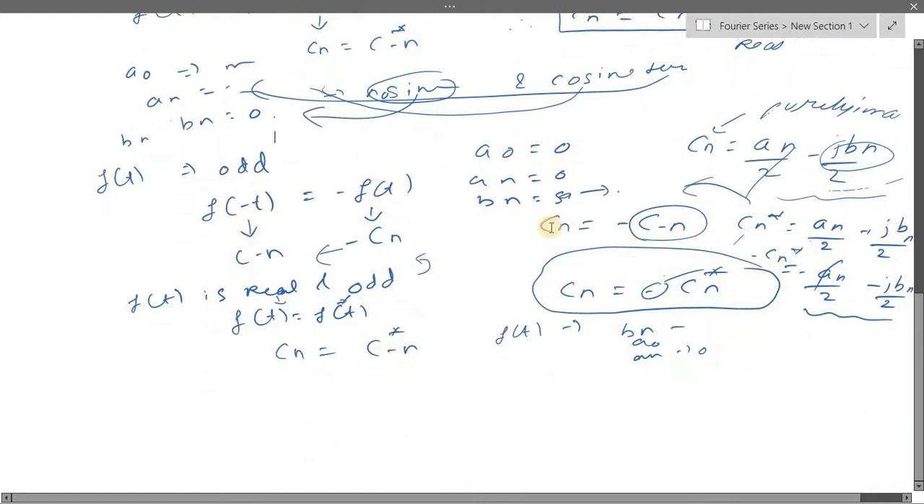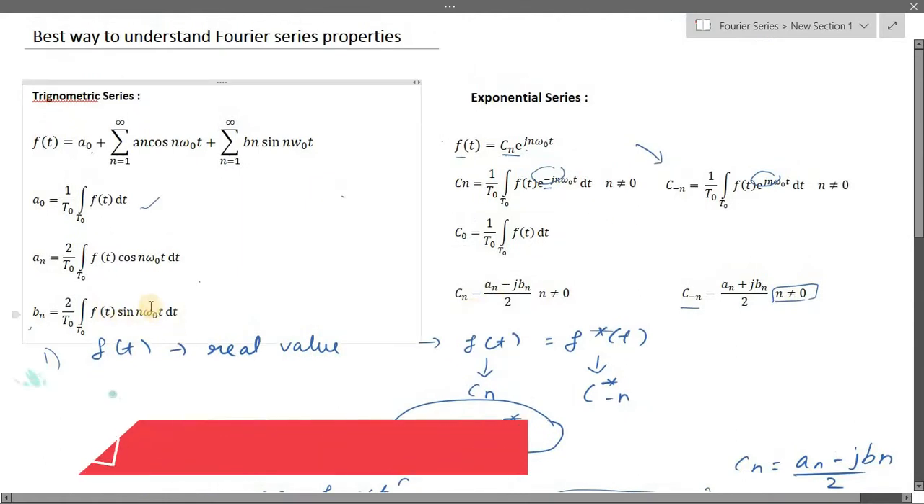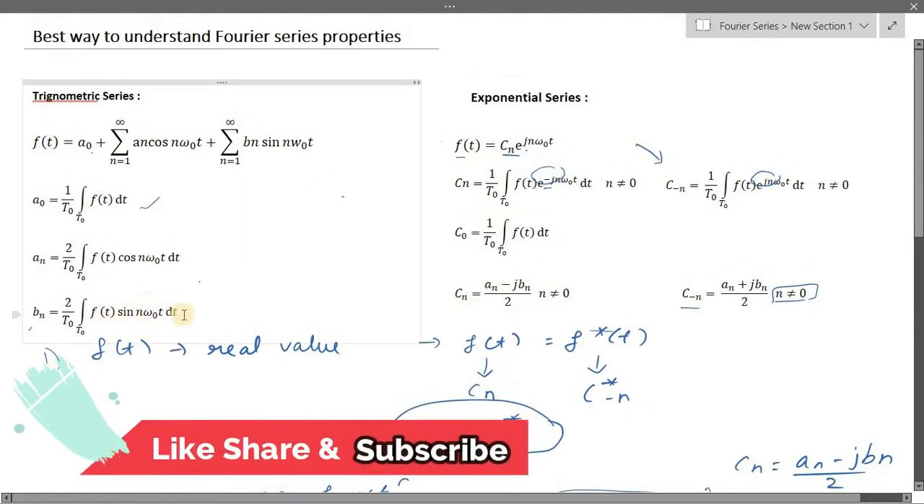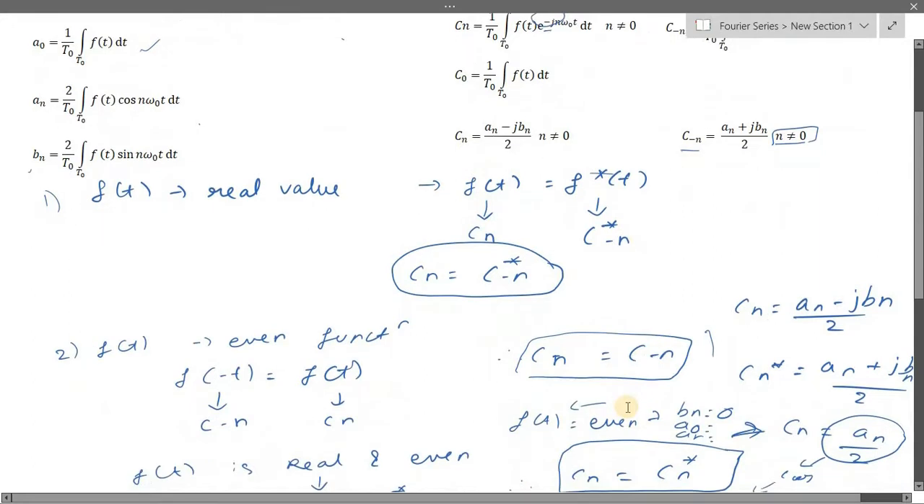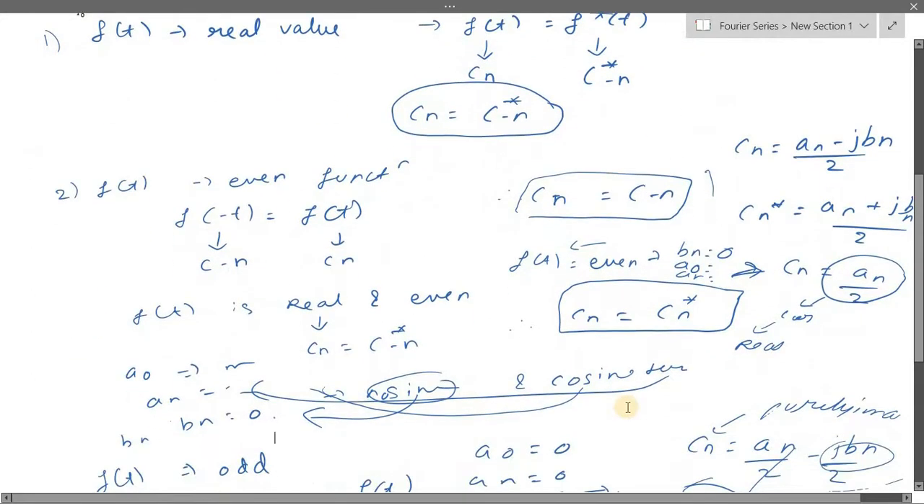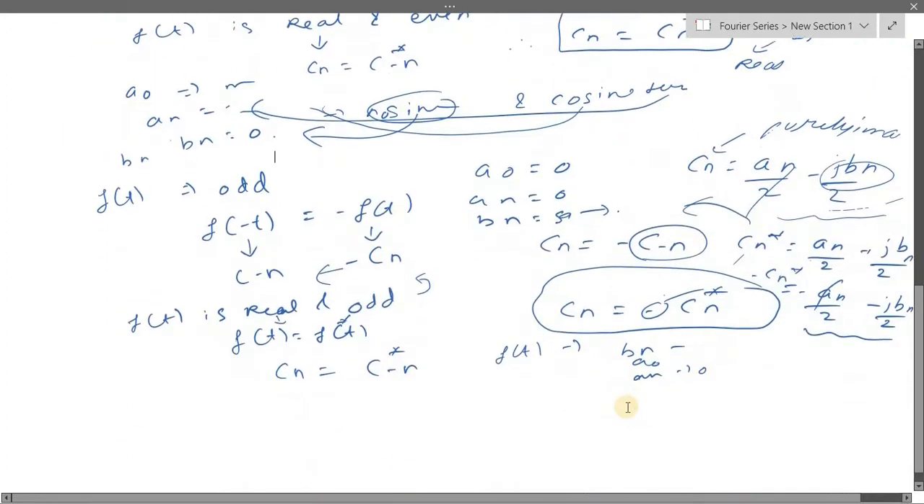And with this f of t, when it is odd and real, you will have only a purely imaginary term. Okay, and here you have b of n. If you see, b of n has the sine term, and the sine term is odd. If you replace t with minus t, you will get a minus sign outside. Okay, so you will say that whenever your f of t is real and odd, your C of n will be purely imaginary and odd. And when your f of t is real and even, your C of n will also be real and even.